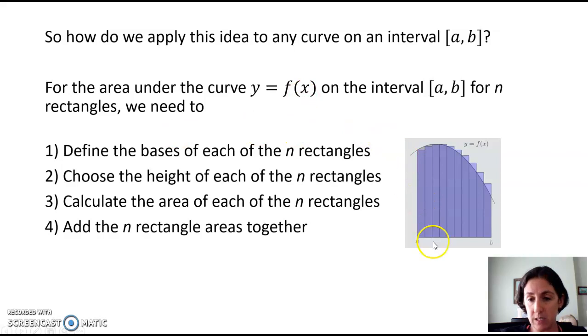So here you can see, going from A to B, one corner or some part of the rectangle is touching the function. That gives us the height of each of these rectangles. We've got the width of each of these rectangles, calculate the area of each of those rectangles, add them up, and we would get an approximation of the area underneath that curve.